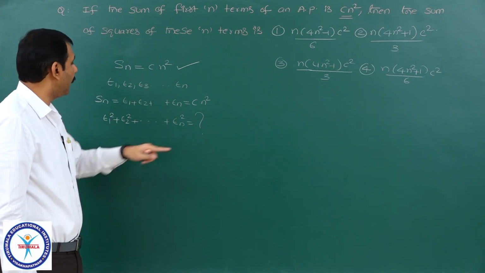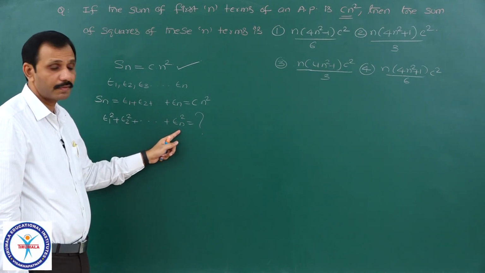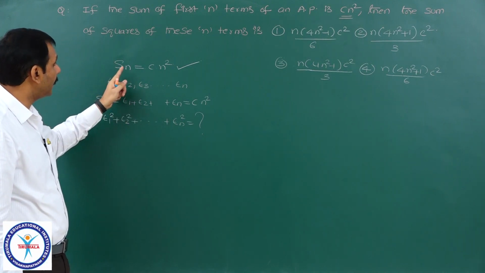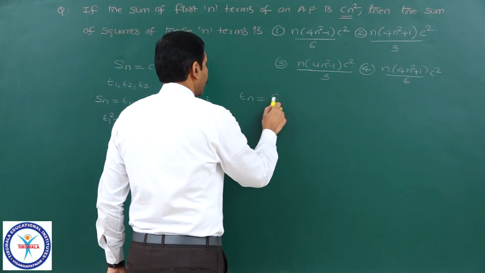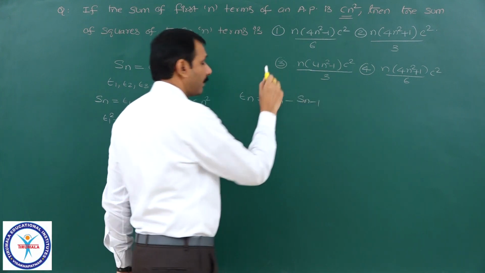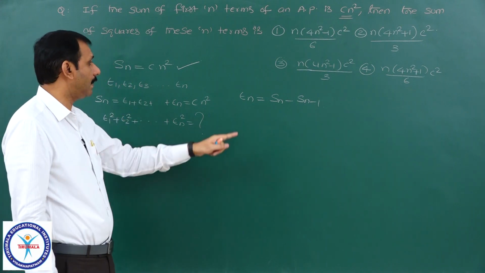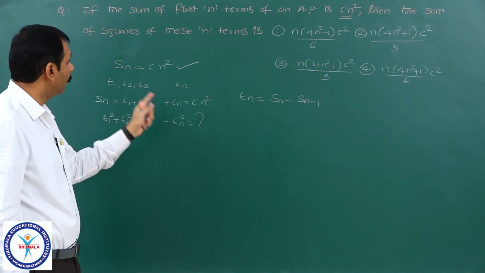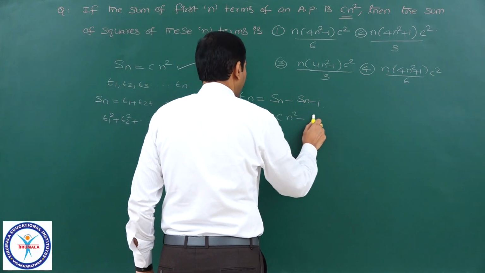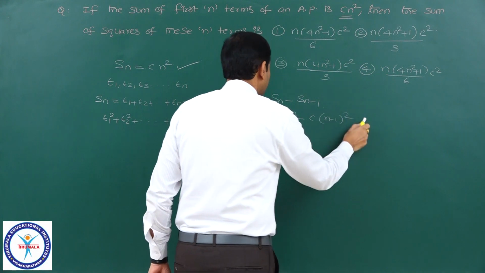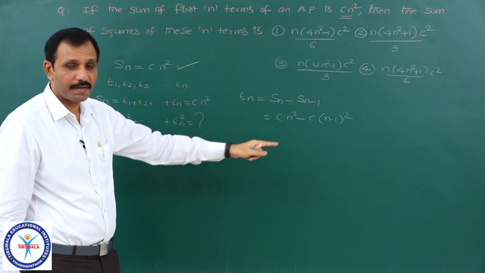If I know Tn, then I can find T1 square plus T2 square and so on, Tn square. And we have seen when Sn is given, Tn we can find. Tn is nothing but Sn minus S(n minus 1) only. Sum of n terms minus sum of n minus 1 terms, if you take, you will get the nth term only. It is equal to C into n square minus C into (n minus 1) square only, because Sn is Cn square. Sn minus 1 means replace n by n minus 1.